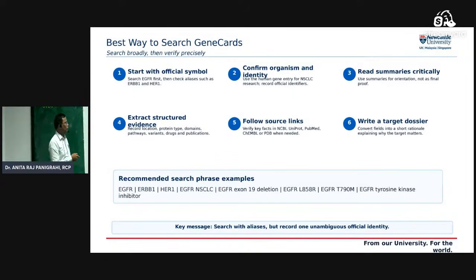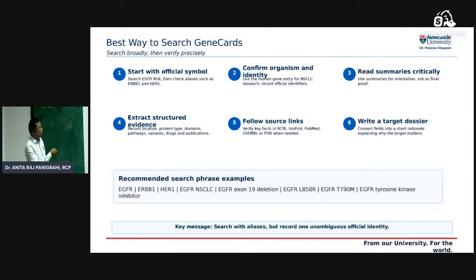Then write a target dossier. This converts fields into a short rationale explaining why the target matters. When you are applying for research grants, the people who are evaluating your research proposal always try to prove you wrong. That is their job. So our job is to make sure that they agree with whatever we say. This really happens in the drug discovery process.